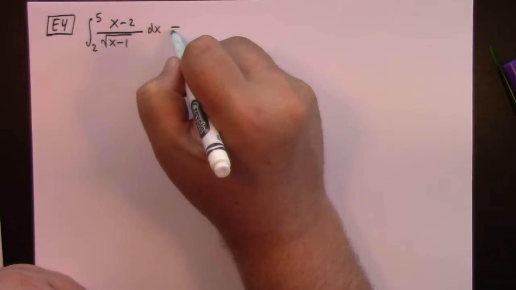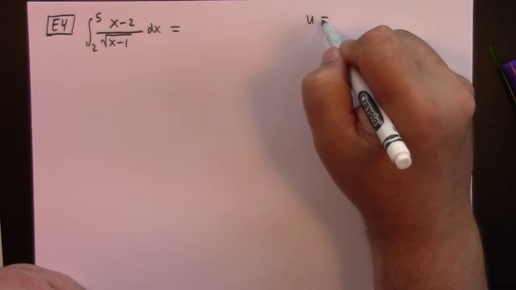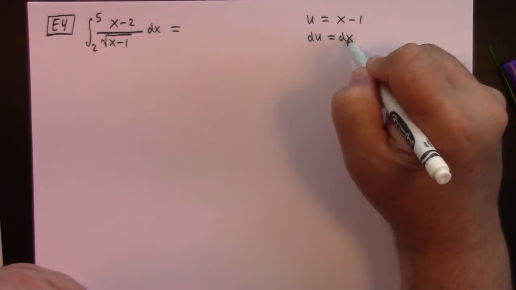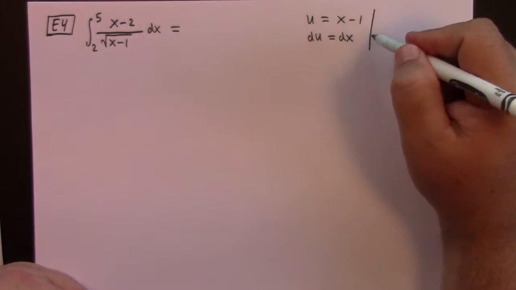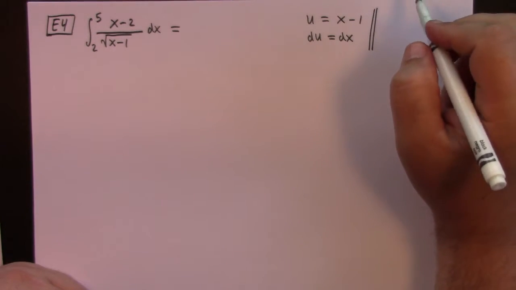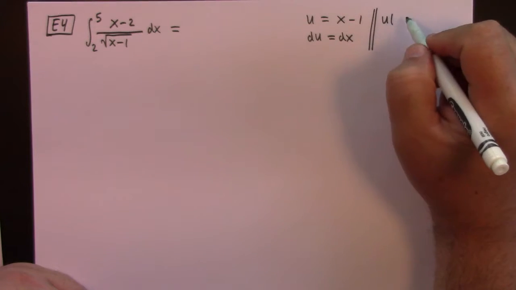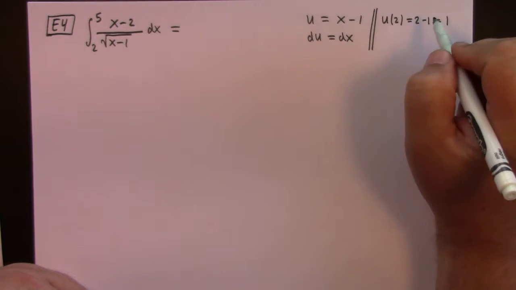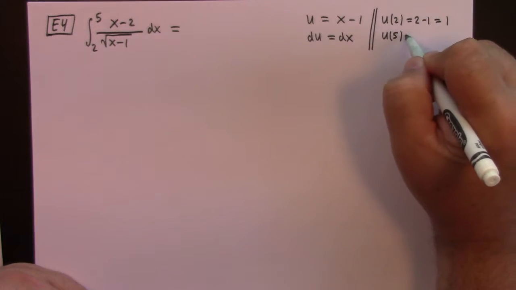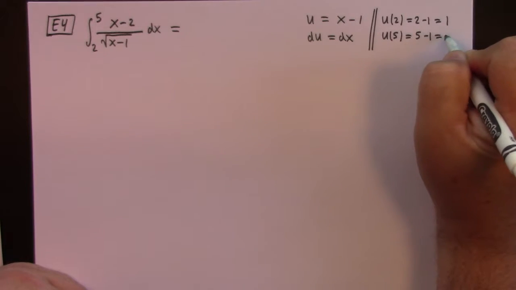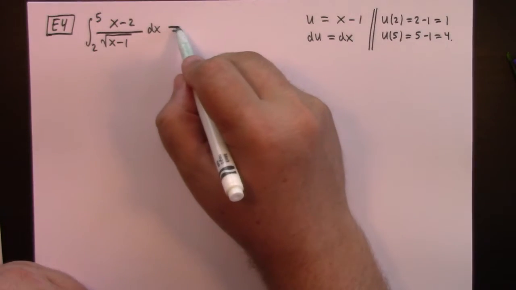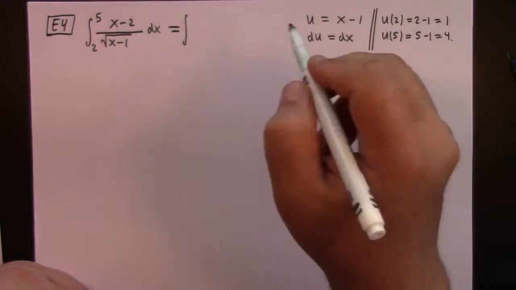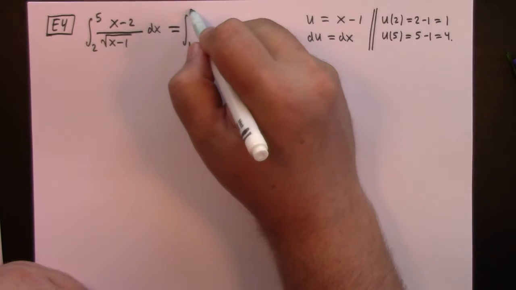dx, of course. All right, so what we're going to do is we're going to let u equal x minus 1. In so doing, we get ourselves du is equal to dx, right? And we also need to change the bounds. So u of 2 is 2 minus 1, which is 1. And u of 5 is 5 minus 1, which is 4. And, okay, so that gives me the integral from, well, the 2 changes to 1, the 5 changes to 4.